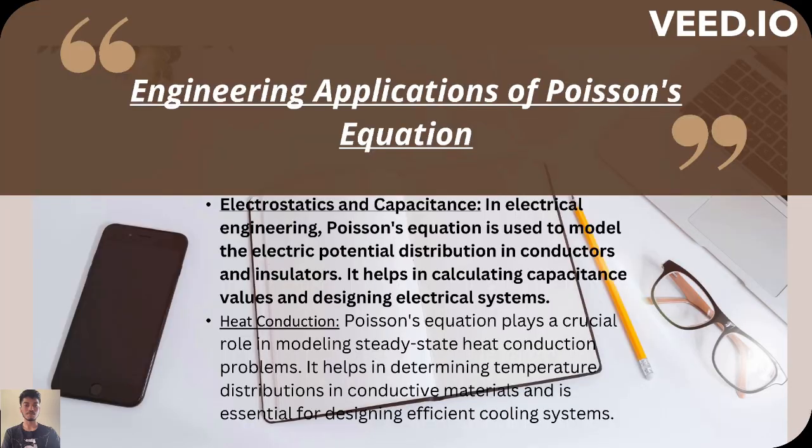Let us see the engineering applications of Poisson's equation. First one is electrostatics and capacitance. In electrical engineering, Poisson's equation is used to model the electric potential distribution in conductors, insulators, and so on. It helps in calculating capacitance values and designing electrical systems.